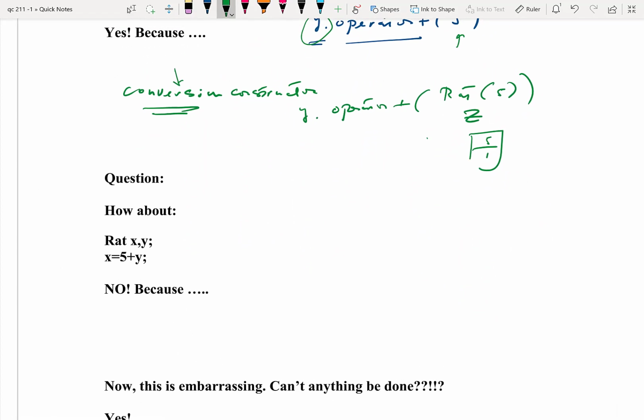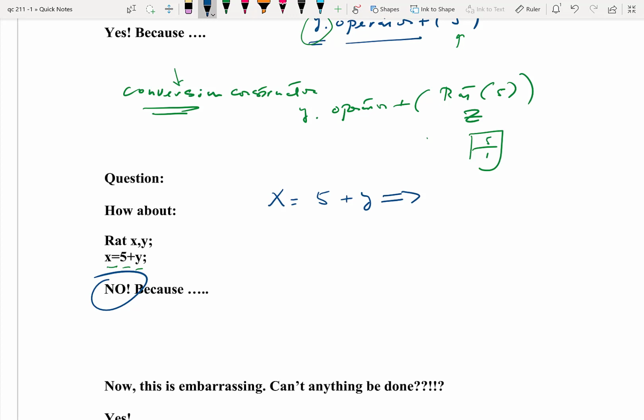But what about something like this? How about the same thing as before? I have an x and a y, and so I want to assign to x, right? So I'm going to say, and assuming again we can do assignment, I want to say x equals 5 plus y. So what is the compiler going to translate this into, right? There's a problem here.